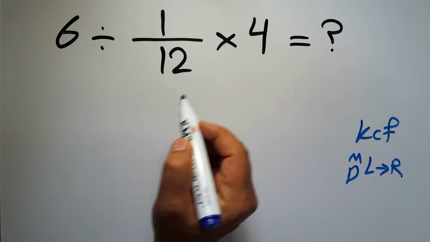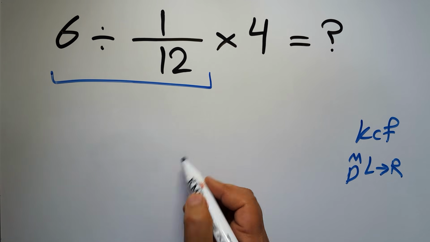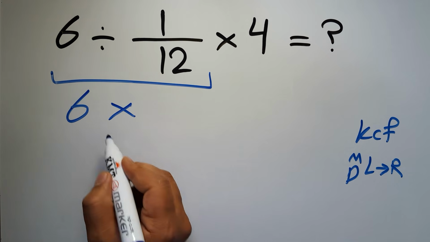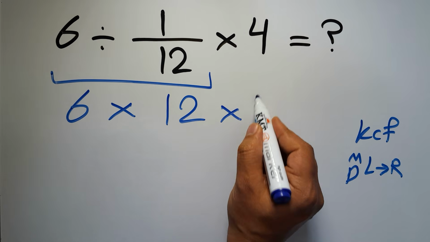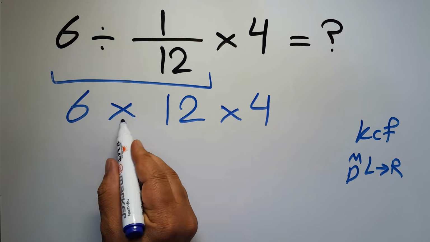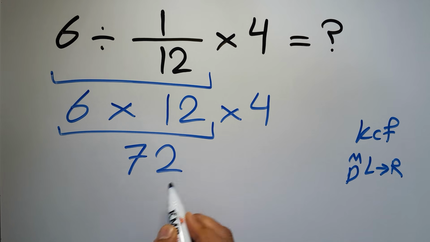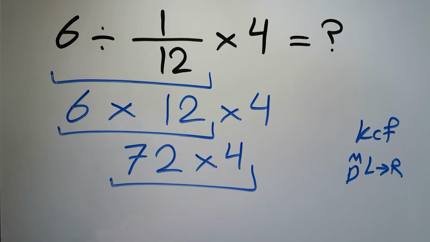6 divided by 1 over 12. According to the KCF rule, we can write to keep the first fraction, change division to multiplication, and flip the second fraction. And here we have times 4. 6 times 12 gives us 72. So 72 times 4.